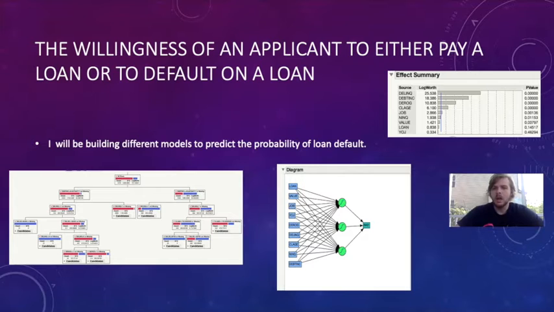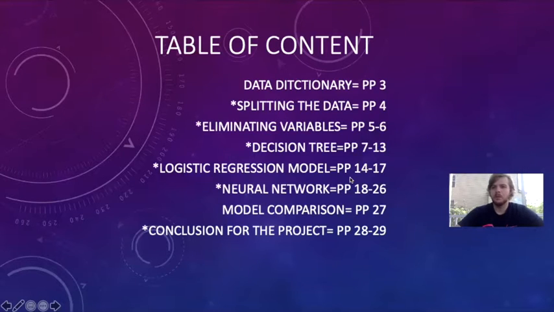I'll be building different models and analyzing the willingness of an applicant to either pay a loan or to default on a loan. As mentioned before, I'll be building different models, including a decision tree, a logistic regression model, and a neural network model to predict the probability of a loan default. This is my table of contents, and I will be talking about all of this here.